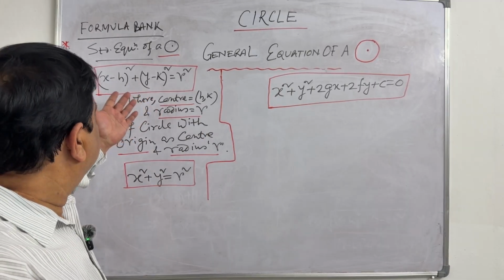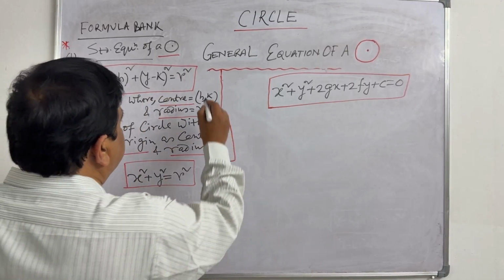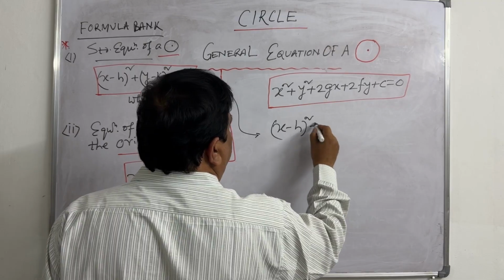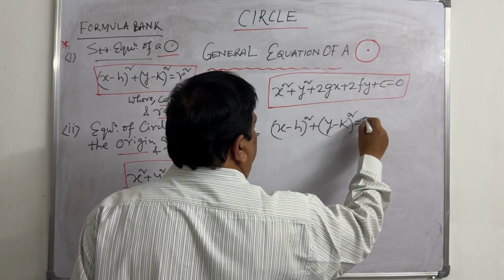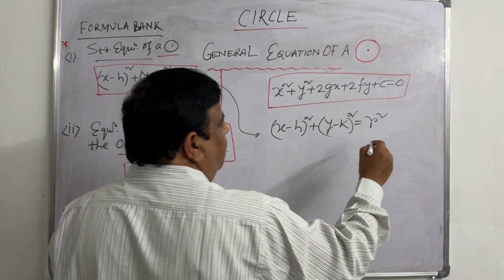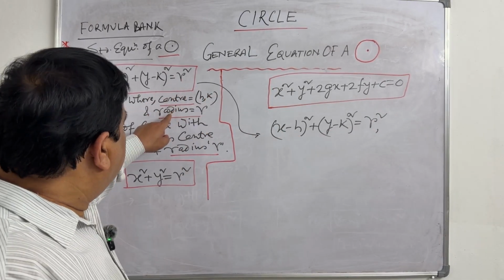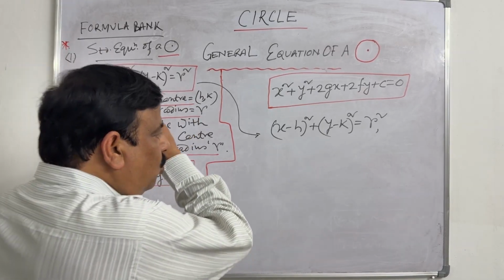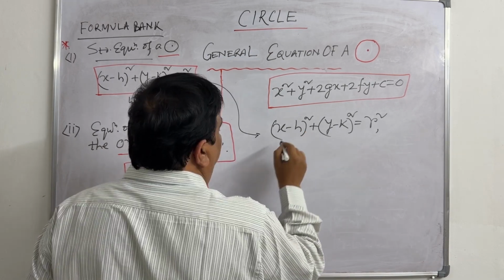Now we have already learned the standard equation of a circle. What is this? This is (x minus h) whole square plus (y minus k) whole square, that is equal to r square, where h and k is the center of the circle and the radius is r. Clear? You have already learned. So if you expand this, then what will you get?